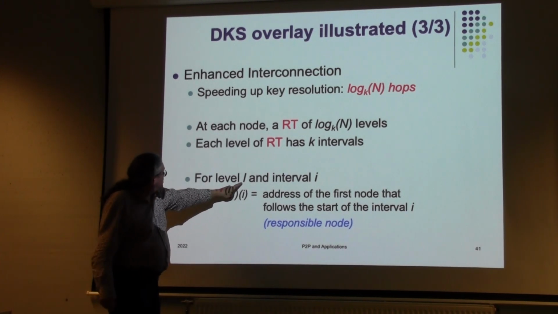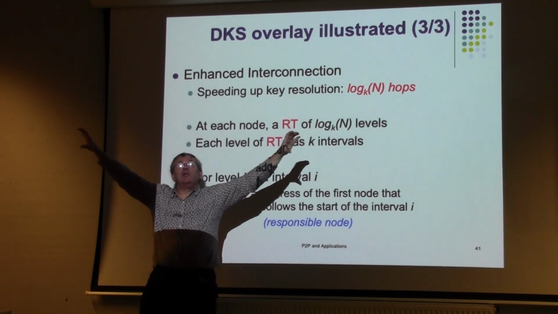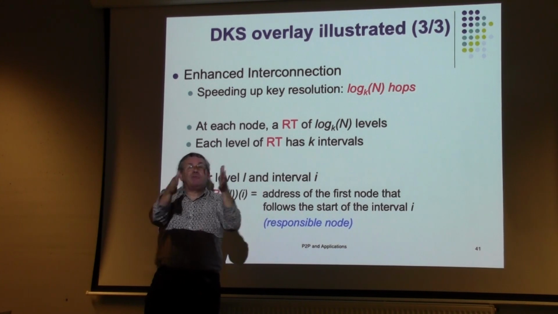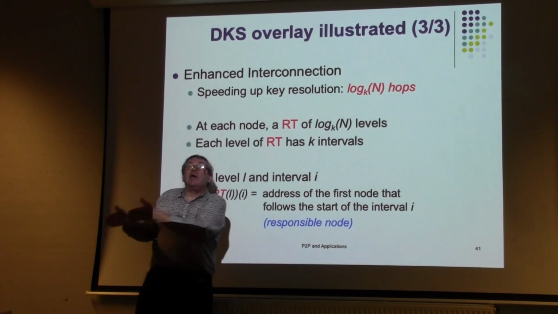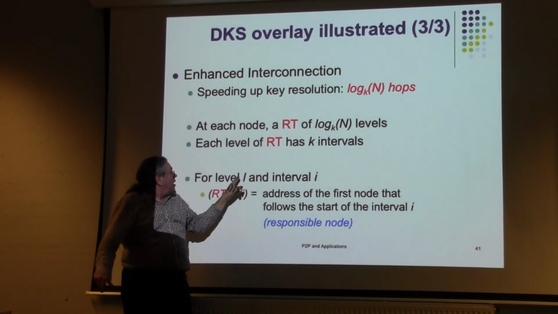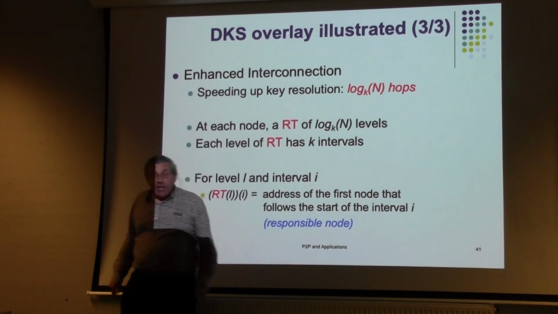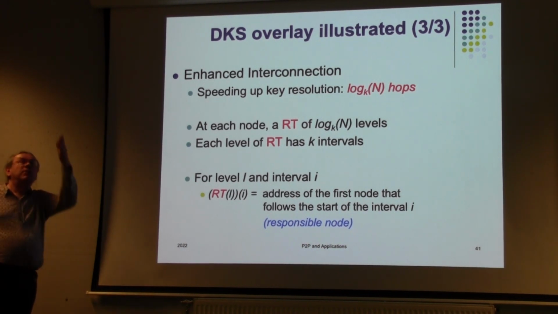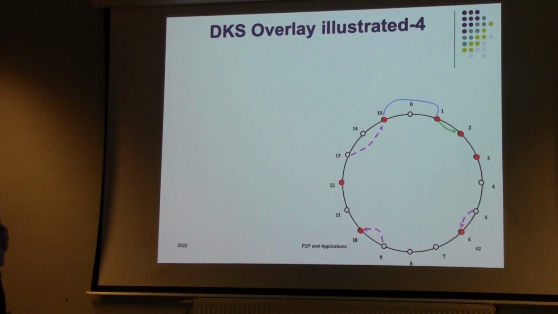So it has level L and interval I. It starts at level 0, where there's only one interval. Then you go to level 1, you have k intervals. Then level 2, you have k for each k again. So you have log base k of n levels, and at each level you have k intervals. So k times log base k of n, or actually k minus 1, because one of them will be staying at the same node. So let me show you an example.